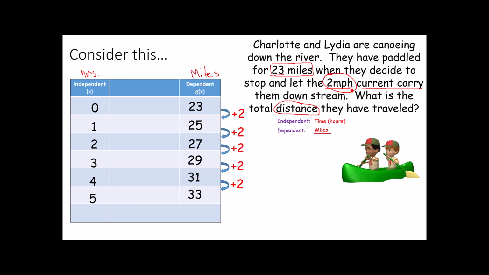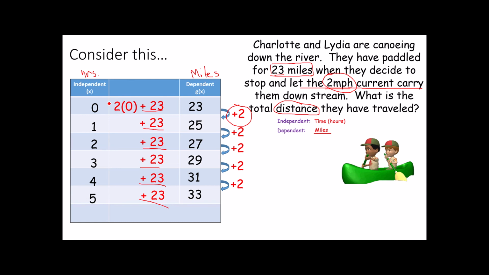We're growing by 2 miles every hour. And as we're filling in our table, we know that we always have those 23 miles no matter what else happens. The only thing that changes from one step to the next is how many sets of 2 miles we have. So if 0 hours have passed, we've not gone any sets of 2 miles. If 1 hour passes, we've gone the 23 and we've gone 1 extra set of 2 miles. And after 2 hours, it's 2 sets, 3 sets, 4 sets, 5 sets, so on and so forth.